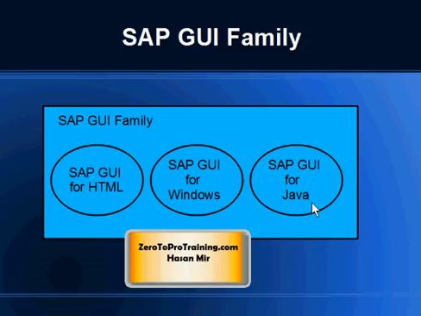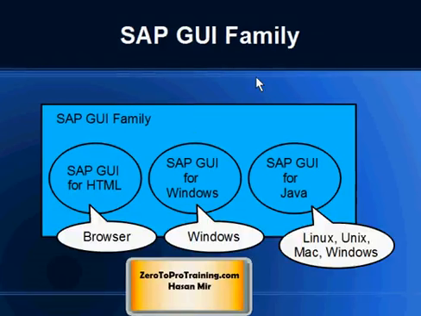So let's say you have SAP ERP running and there are three different users. One could connect using one SAP GUI client, let's say SAP GUI for Windows, another one can connect using SAP GUI for Java, and the third one could connect using the HTML version. The three SAP GUI clients have slight differences among themselves.